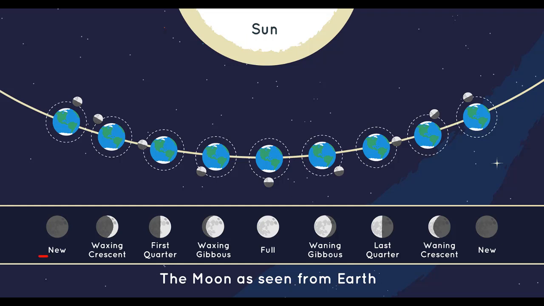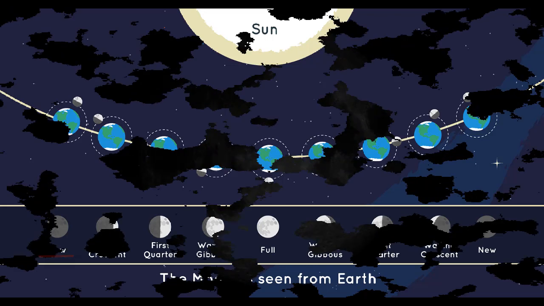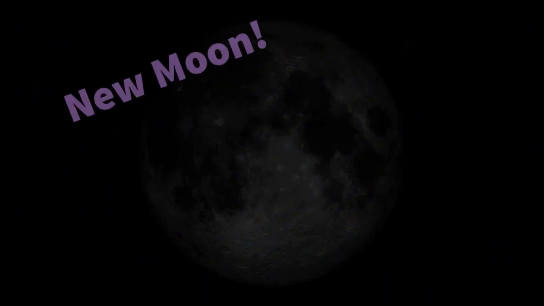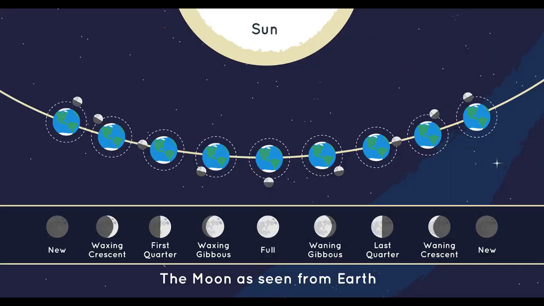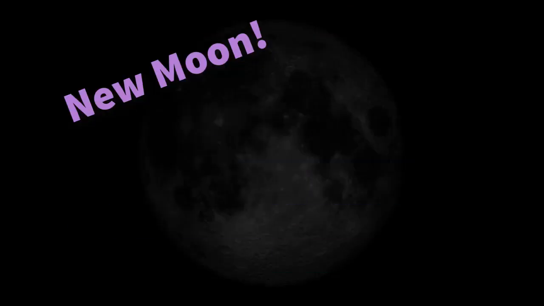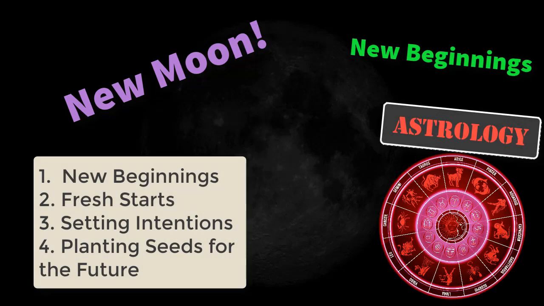So we have our new moon. This is the phase of the moon when it is completely dark and not visible from Earth. It occurs when the moon is positioned between the Earth and the sun. So usually you see this moon during the day, weirdly enough. So new moon is during the day. Not as eventful, it's not like a nighttime thing in the end, but it's kind of cool. You can see it during the day. Anyways, in astrology, this is a time for new beginnings, fresh starts, setting intentions, and planting seeds for the future.